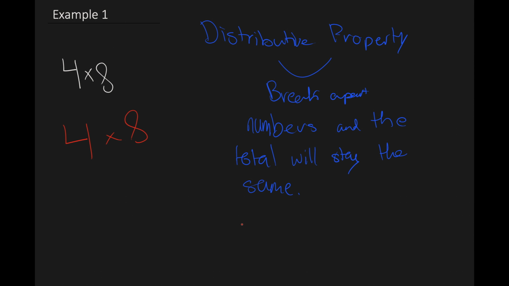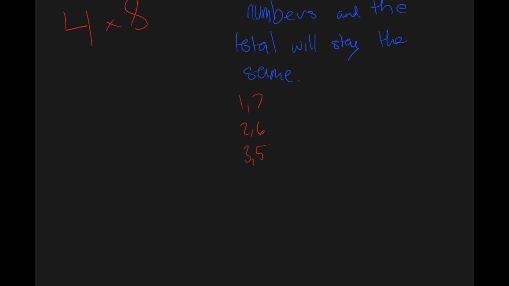So 1 and 7, 2 and 6, 3 and 5. And 4 and 4. Those are all of them, right? So what we're gonna do, we're gonna find which one of them deals with 4 and only, right? Because 1 plus 7 equals 8, 2 plus 6 equals 8, 3 plus 5 equals 8, and 4 plus 4 equals 8. So this is all good.